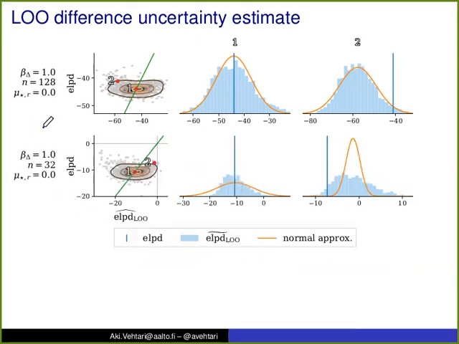Here's also the fourth case. The first one was the clear case with beta 1 and a lot of observations, and now we have a clear case, but only a small amount of observations. And with a small amount of observations, it's not that clear anymore. We start to again see that we can underestimate the variance of the true error distribution.